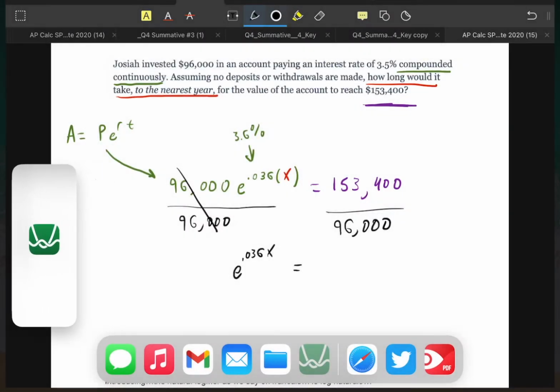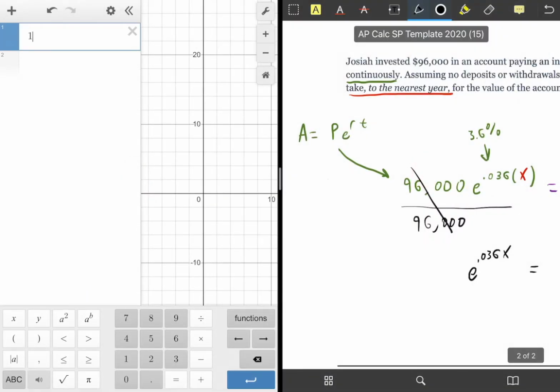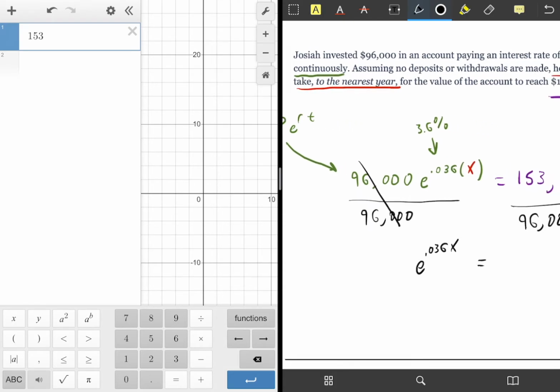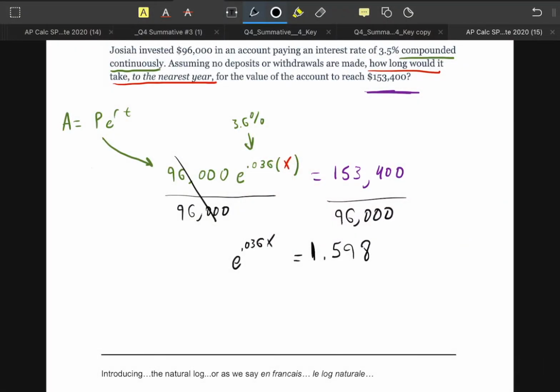153,400 divided by 96,000 is 1.59. So it's grown by about 60%, 1.598. We'll call it 1.598. That should get me close enough here when we round. And so here again, we're faced with a dilemma, is how do we solve for that x?